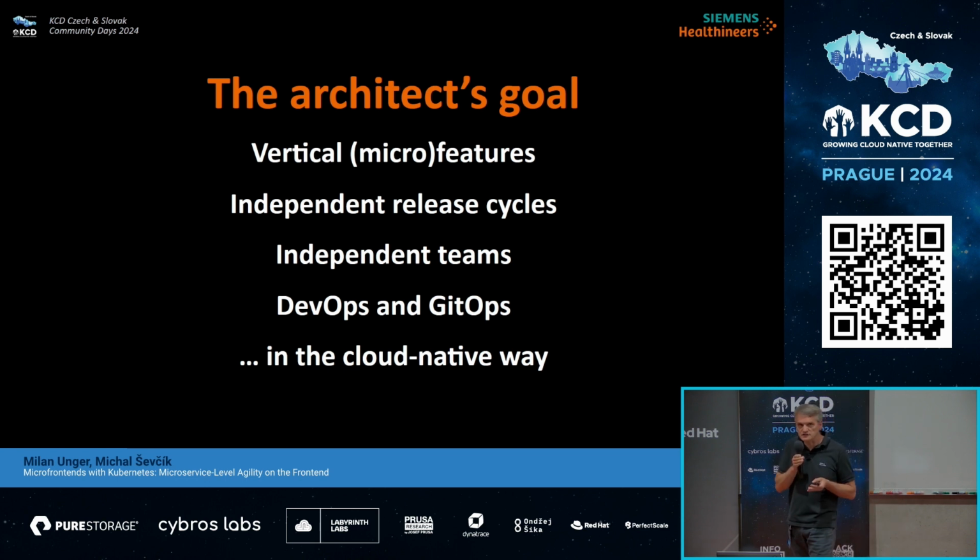So if you really want to build a system from microfeatures, what you actually want is vertical microfeatures. You don't want one monolithic front end which communicates with a lot of small micro backends, because that will lead to situations where each microservice is already ready, but the monolithic microfrontend is lagging behind schedule. So we would like to have vertical microfeatures, with independent release cycles and independent teams, on both the front end and the back end.